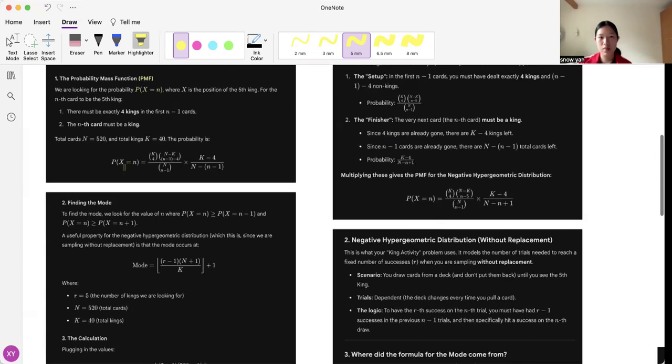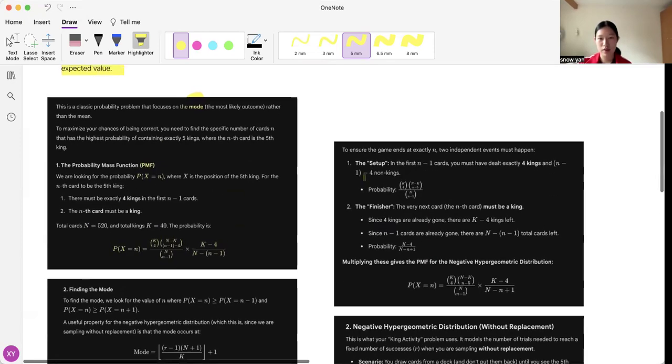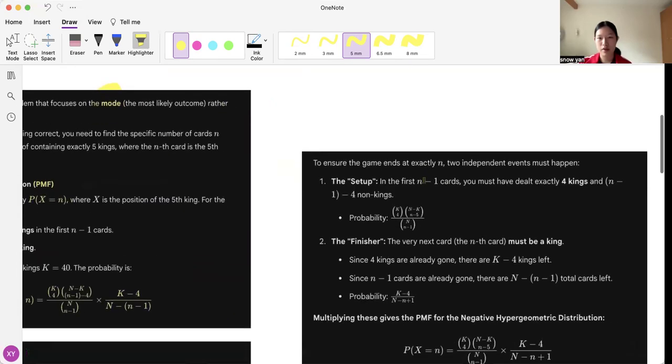So we know that the probability mass function is this thing over here. Why is this the case? We can go over the setup. It's just counting the ways that it can happen. In the first n minus 1 cards, we have exactly 4 kings, and then the last card is the fifth king. Then we have n minus 1 minus 4 non-kings, because within the n minus 1 cards there are 4 kings inside, so the rest of the cards are non-kings. So it's n minus 5. So the probability of that happening is first choosing 4 kings from the 4 kings.